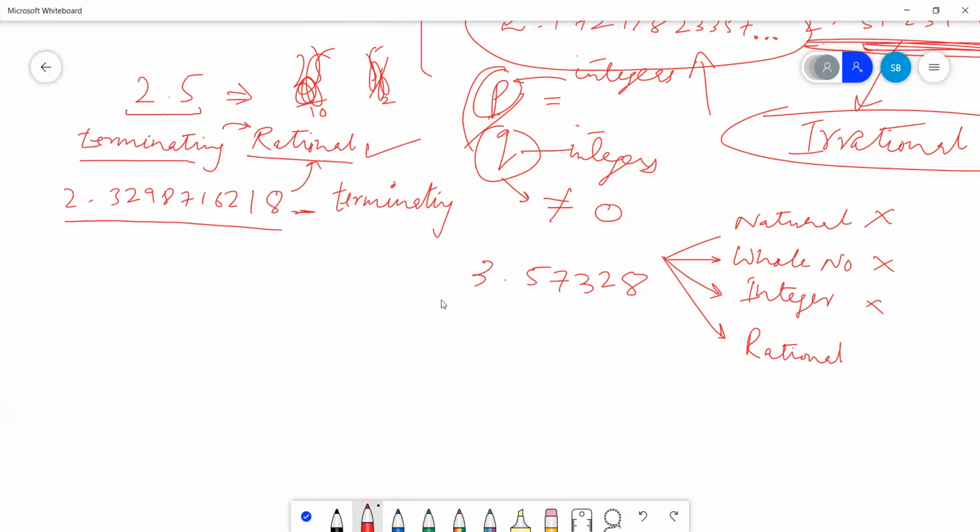So like 2.3298 and something else would be terminating, right? Terminating means it is stopping. So 2.3298, if this is stopping there only, it's not continuously moving, then this is terminating, it's stopping. There's no number after 8. There's nothing after 8. So that's why we can say it is a rational number. It is a rational number because it is stopping, it's terminating, it's not moving.